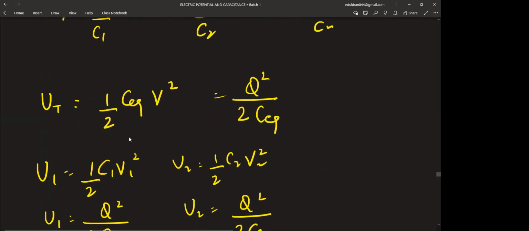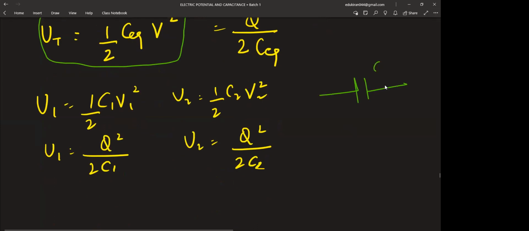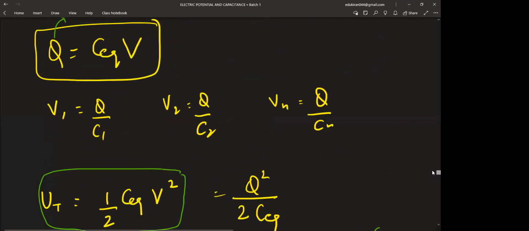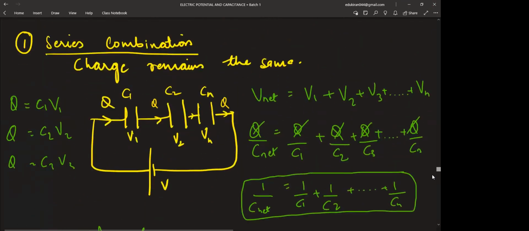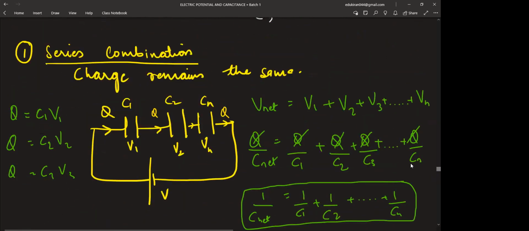Now let's come to energy. Total energy would be half C equivalent V square, or half Q square by 2C equivalent. Now individual: suppose one capacitor C1, V1 has Q amount of charge flowing. Then you will say half C1 V1 square energy. For the second one, half C2 V2 square. Or in terms of the second formula, you can use Q square by 2C1, Q square by 2C2. Like this, all the values you can use. We'll see some more values. First, write this down.